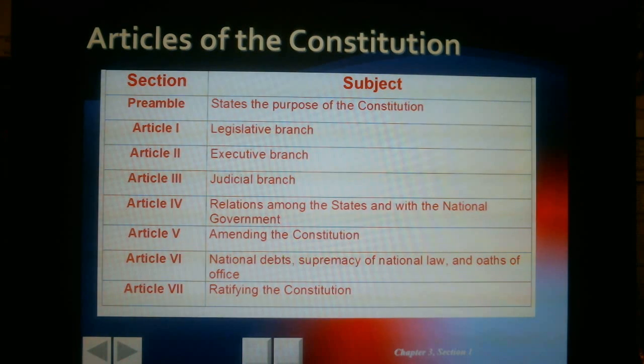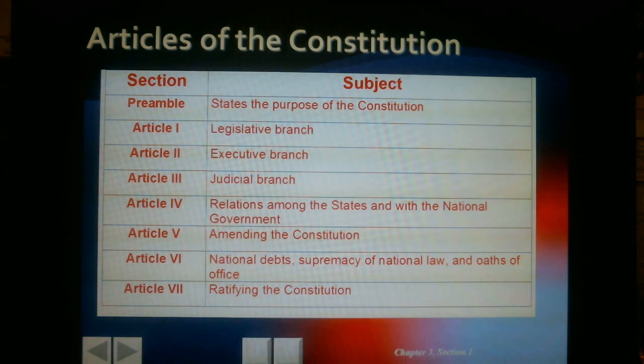The preamble, which we went over yesterday, deals with the purpose of the Constitution, and basically those are the 6 pillars of the Constitution. Those are the things that hold the whole thing together and put it into place. And without those key vital parts of the Constitution, nothing else would matter about it.